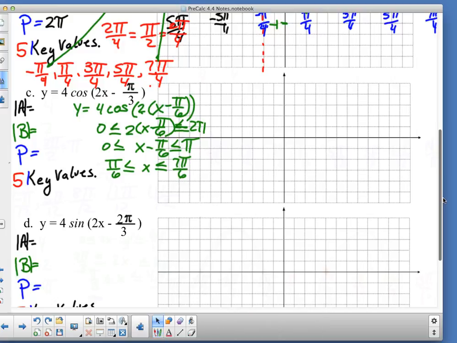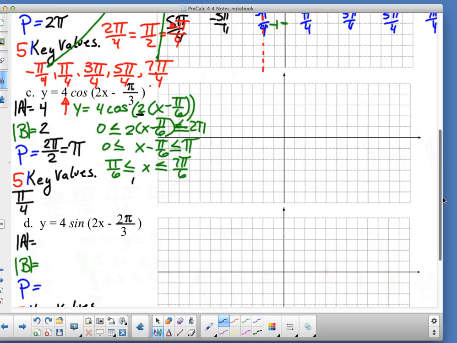But let's talk about our key values and what their separation is. I've got my cursor lost, so let's bring that back. I got my a, which is 4. My b we found is 2. Therefore, what I'm doing on my period is 2 pi divided by the absolute value of my b, which is 2, which is pi. Now I'm going to divide pi by 4. So for my key values, I got pi divided by 4.